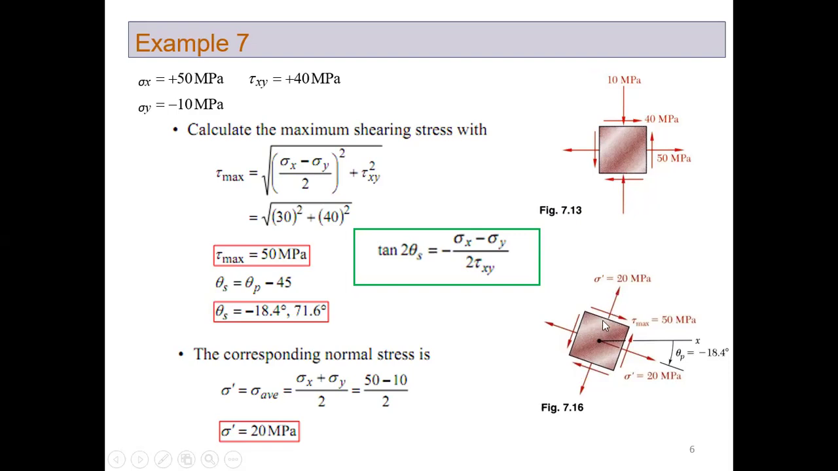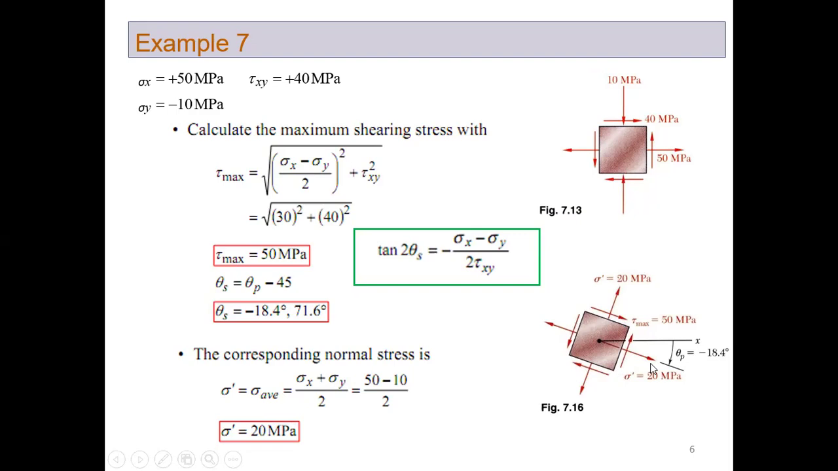On this face, you also have to draw the normal stresses. Normal stresses tensile 20 MPa. So the arrow should be outward. Just draw those and write that sigma prime is equal to 20 MPa. So this would complete the stress element. This is the stress element, and it represents the axis where the shear stress is maximum and the corresponding normal stress is the average.